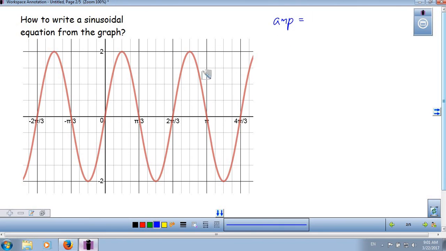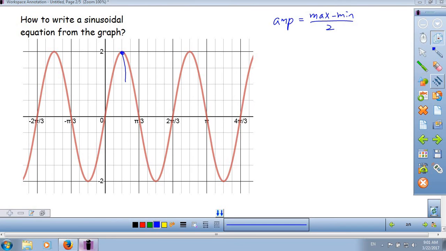In this case, there are several ways to identify the amplitude. Again, the amplitude is the distance from the midline to the maximum or midline to the minimum, or it's half the distance between maximum and minimum. So if you do maximum minus minimum and then divide by 2, that's one way to identify the amplitude.